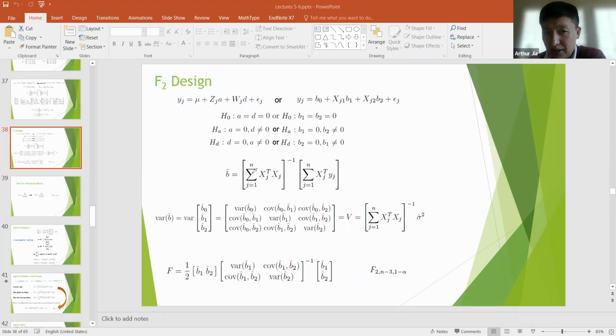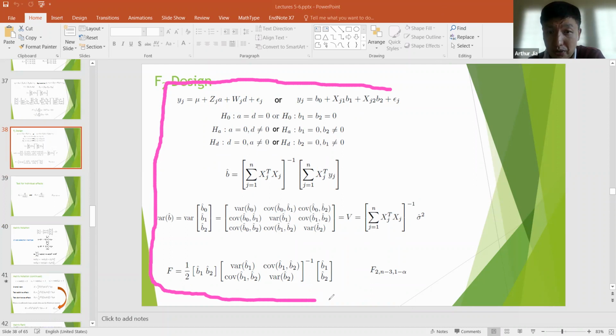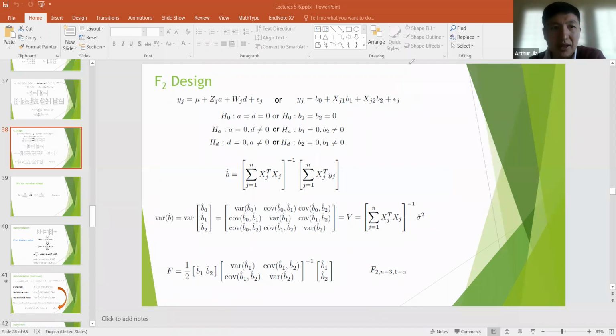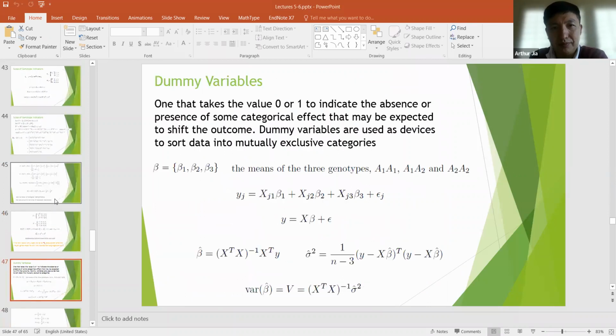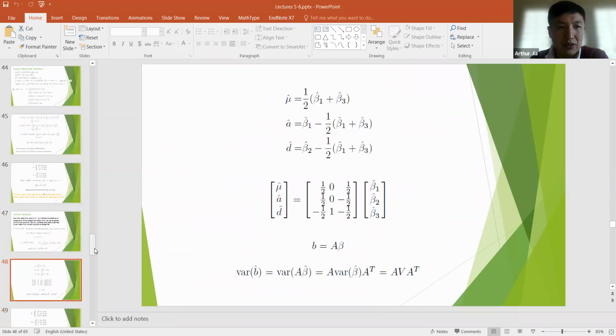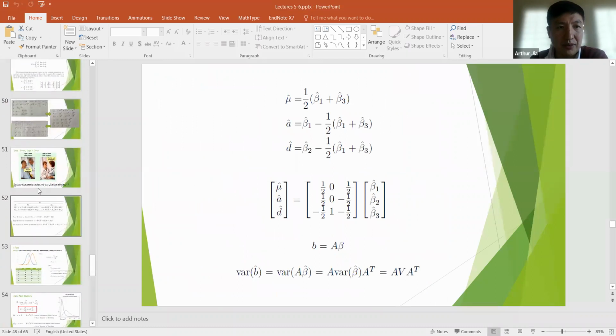So try to understand this, and we need to know how to use the R code provided to analyze the F2 data using this model, and we can test whether the additive effect equals 0 or the dominance effect equals 0. Any questions here? I think that's all I want to mention for this chapter.